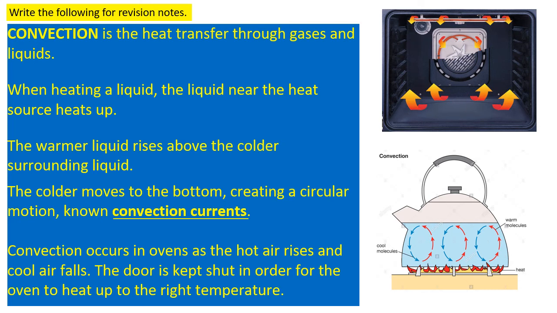And at the top there, you have convection ovens. So that's a fan oven, which is using convection to heat up the oven with the hot air being blown around, going up and then pushing the colder air down, and therefore you get this convection current, which helps to heat up the oven.